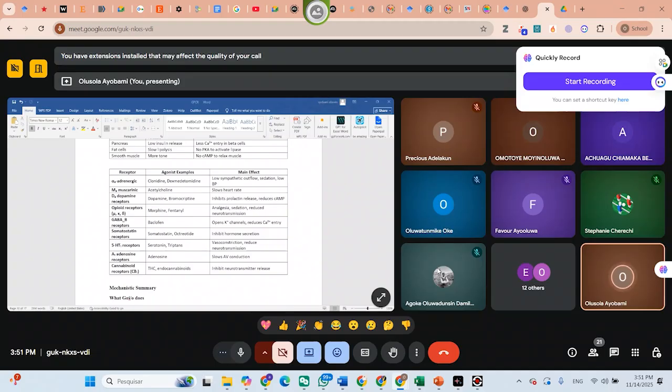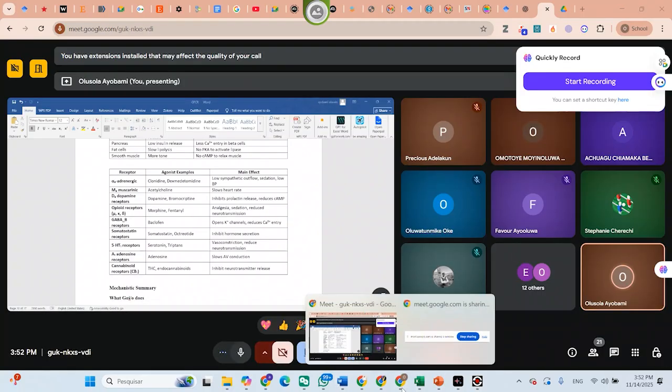Okay, so there are also other receptors that work via this mechanism, like the adenosine receptor. The adenosine receptor slows AV conduction and all of that. Okay, so let's go to, oops, we have just 8 minutes.